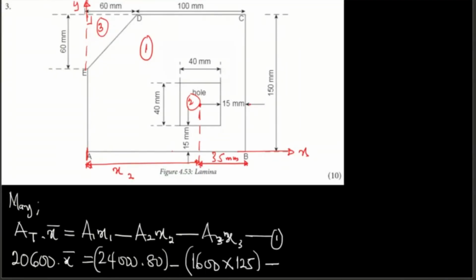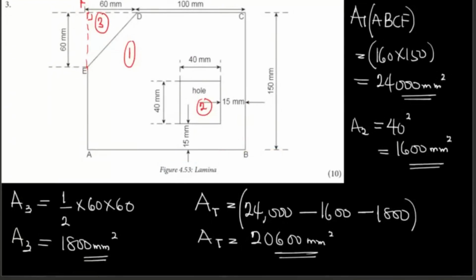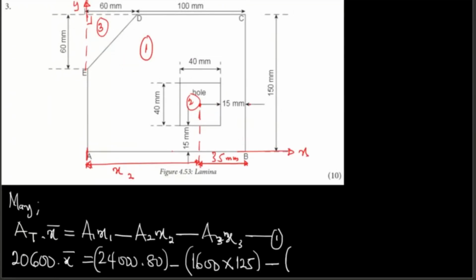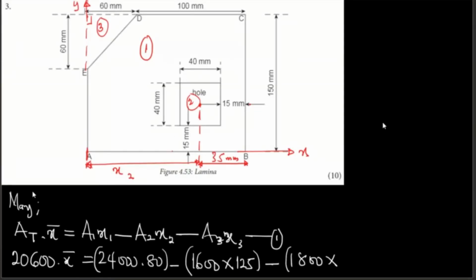Minus our A3 is 1800. Of course, that one is easy. Remember, that is 1/3 of the height and 1/3 of the width, so that's going to be 20 because that is 60. Can you see? So just 1/3, 1/3. So 1/3 of 60 is what? 20.